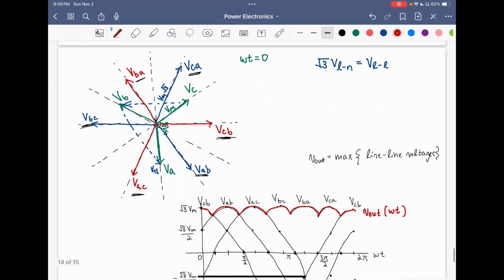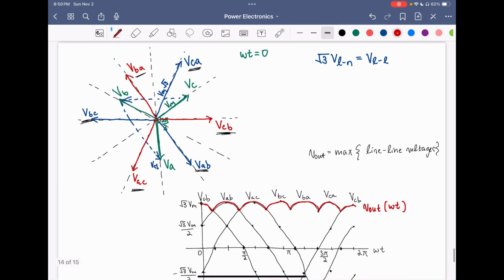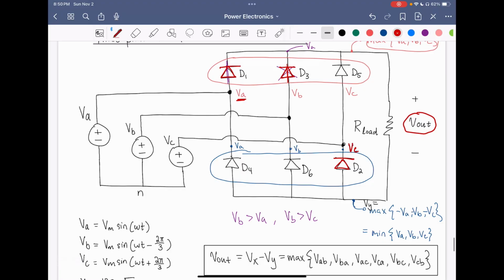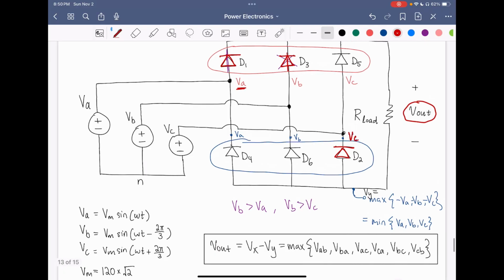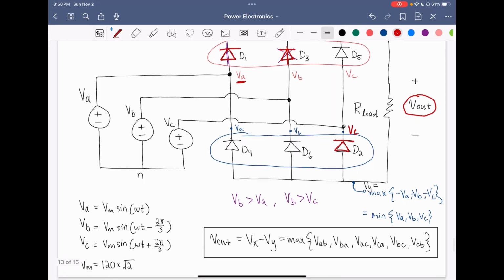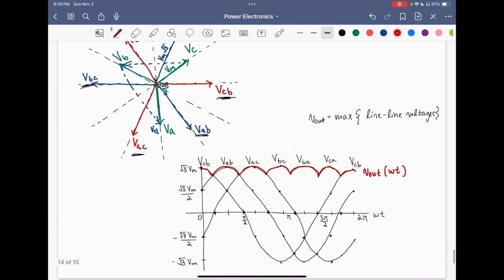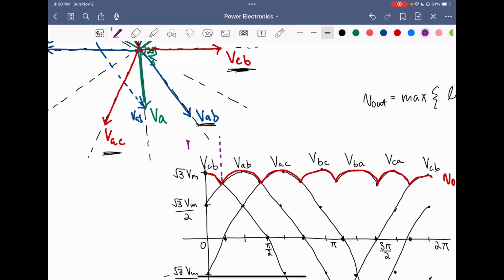So if we go back to these curves, we have that VCB is our initial output voltage. So that means VC is at a maximum. So that means that D5 will conduct, and A is at a minimum, VCA. So that means that diode D4 will conduct. So we have D5 and D4 conducting. So in this period, we have D5 and D4 conducting.